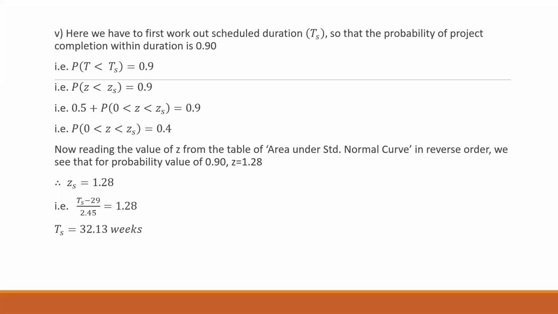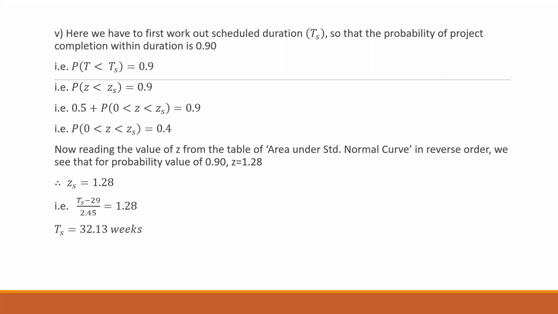So this is the solution for the fifth question. If I start my project 32.13 weeks before the end date, the chances are that 90% of the time I'll be able to complete my project. Now the next question is the project manager. Actually, he wants to be 99% sure that the project is completed on the scheduled date.